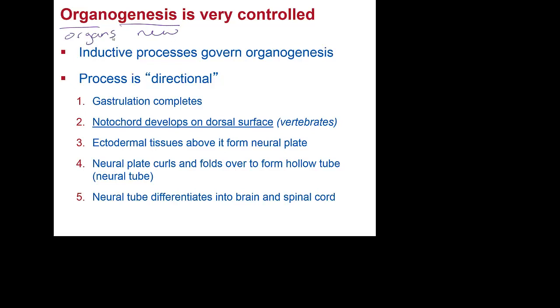We have to keep in mind organogenesis, or the generation of new organs, is extremely regulated. And if it was not, your organs would not be in the proper location. So here are the steps associated with the proper formation of early organs in you, in particular the formation of this neural tube to eventually form your brain and spinal cord.